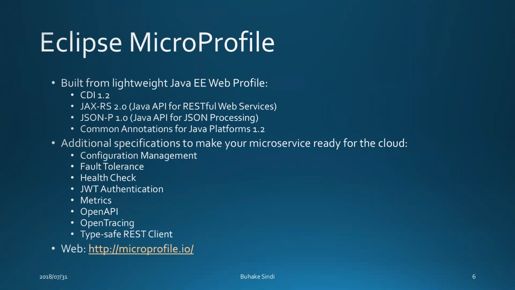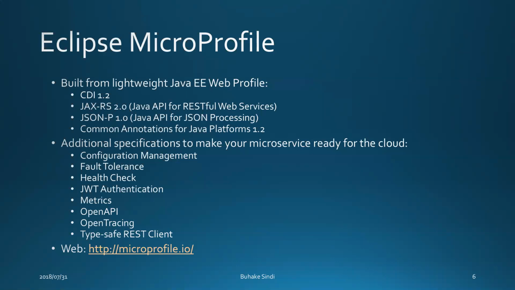On top of that, they've included certain specifications for cloud readiness, should you want your microservice to be deployed on the cloud, such as configuration management, fault tolerance, health check, JWT authentication, metrics, OpenAPI, OpenTracing, and REST client. For more information, you can go to microprofile.io, where you'll find the specifications. Right now, the current specification is version 1.3.